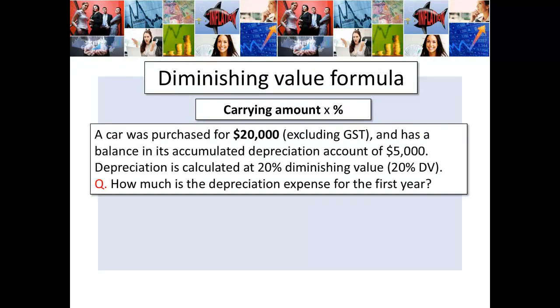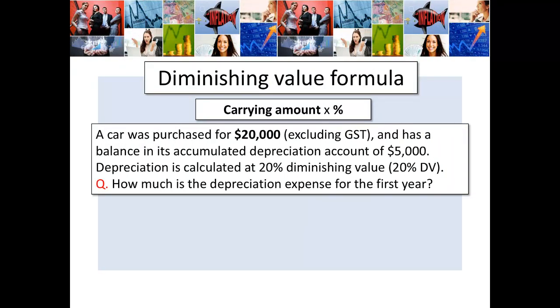We have a formula. This is the carrying amount times a percentage. So for example, we've got a car purchased for $20,000 excluding GST and has a balance in its accumulated depreciation account of $5,000. Depreciation is calculated at 20% diminishing value, 20% DV. How much is the depreciation expense for the first year?